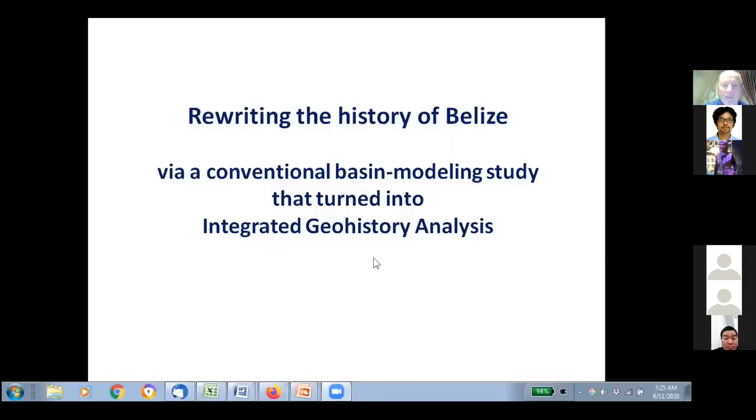I'd like to present two more detailed case studies that show the power of this technology in working on ordinary geological problems. The first one is the country of Belize, which is in Central America, right next to Guatemala and Mexico. I'll show you on a map. But what was interesting was this was a conventional basin modeling study that actually turned into IGA. And we wound up making some very significant contributions to understanding the geology of that country.